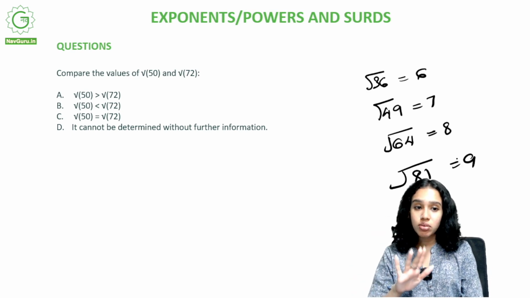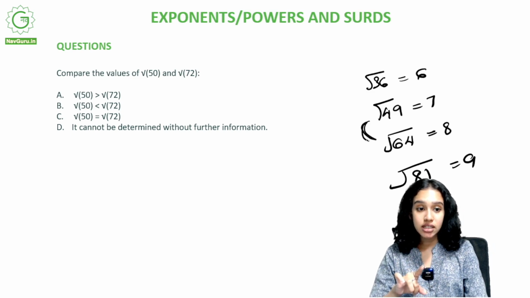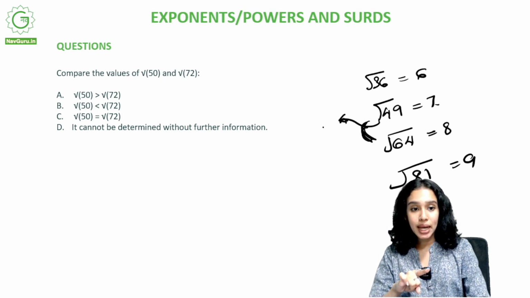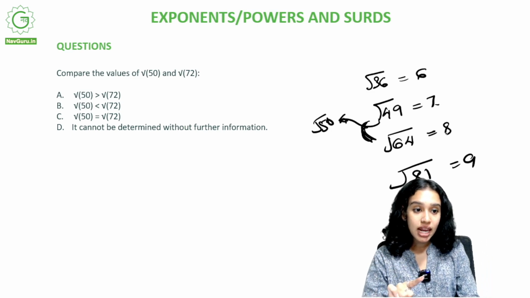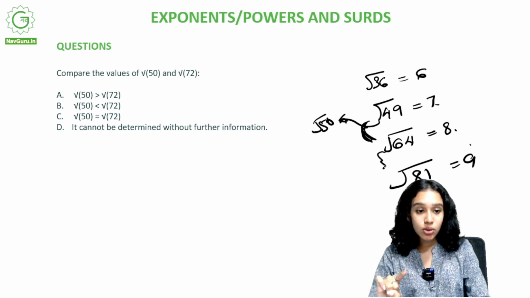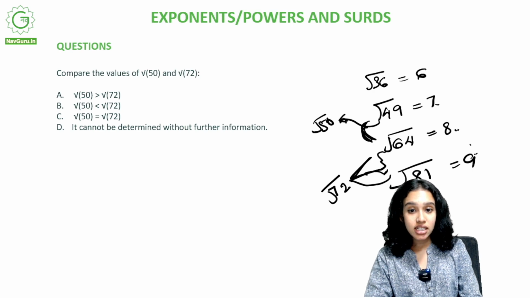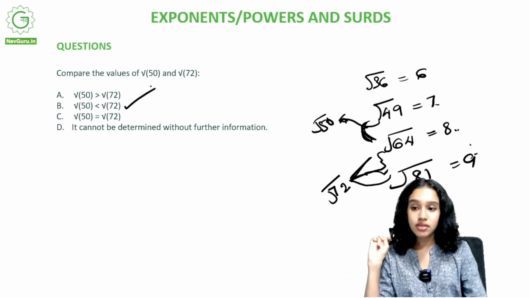So, when we are talking about root 50, we are talking about a number which is in between here, right? Which would be very close to 7. So, root 50 might lie here, whereas root 72 lies in between 8 and 9, which is here. Root of 72 lies in between 8 and 9. So, root of 72 is greater than root of 50.